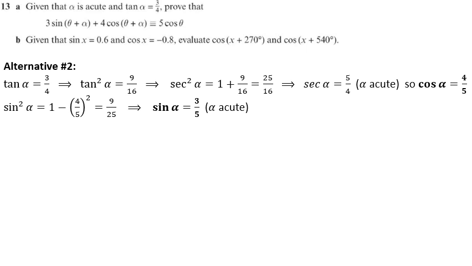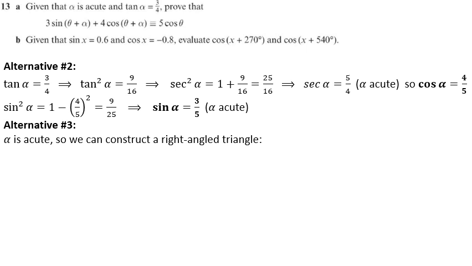Now if I've got both of those, then I can substitute them directly into the formula, as we'll see in a second. Here's an even nicer alternative. We know that alpha is acute, so we can consider the right angle triangle that you would get if you had angle alpha in your right angle triangle. And of course the adjacent and opposite sides need to be in the ratio given by tan alpha equals 3/4. So this is our triangle.